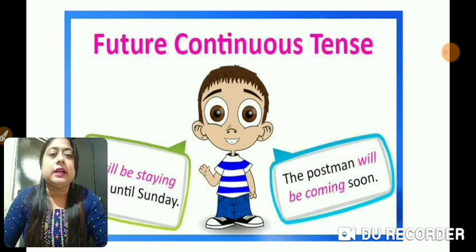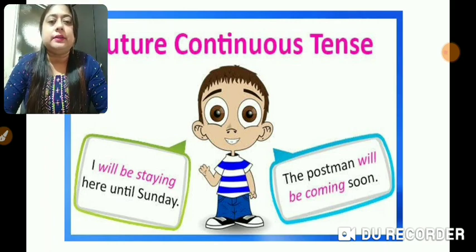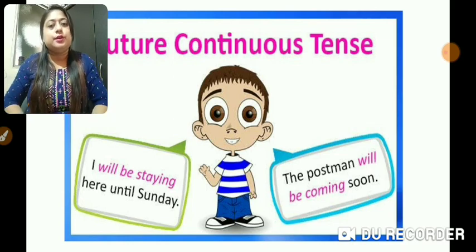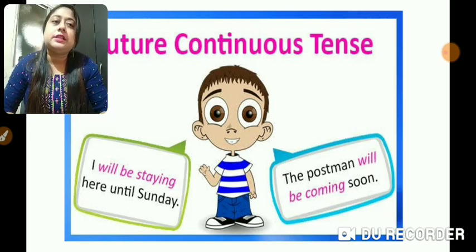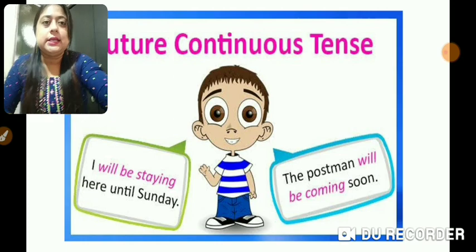Next is future continuous tense. Some sentences here are, I will be staying here until Sunday. The postman will be coming soon. In these two sentences, which are the verbs? Will be staying, and the second one, will be coming. So what we see is that we have used the continuous form of the verb along with the future form, that is will plus be plus verb in its ing form. So it forms future continuous tense.